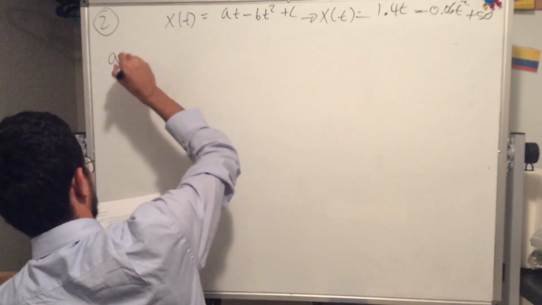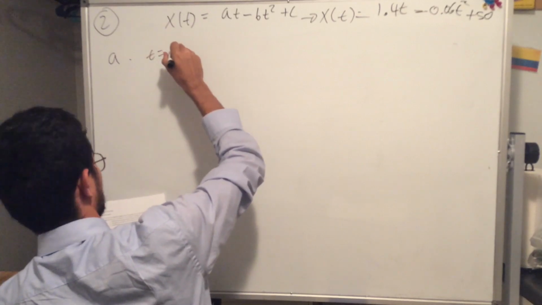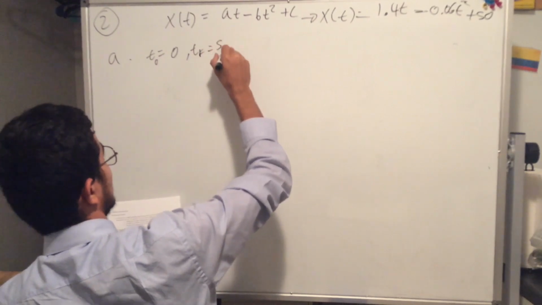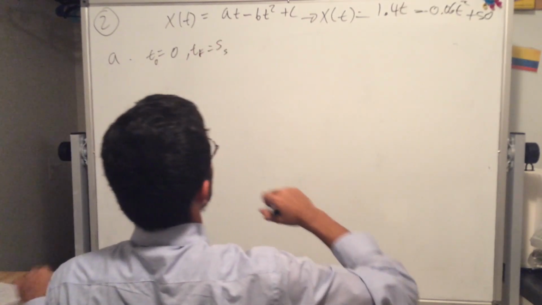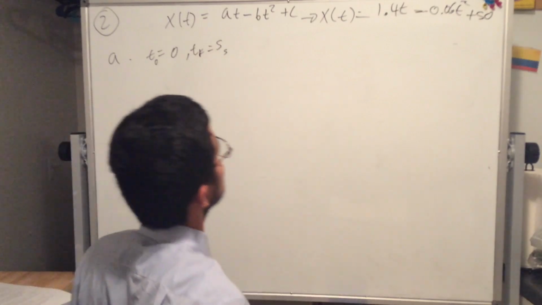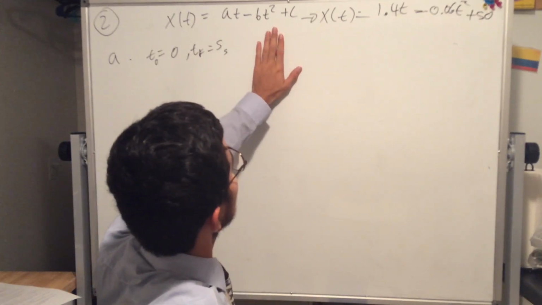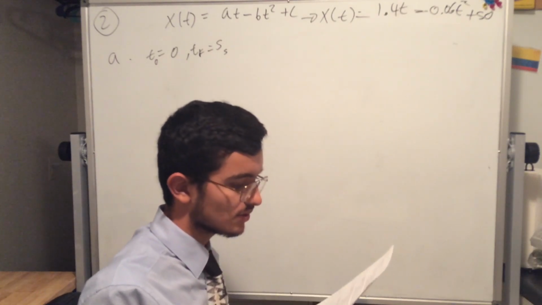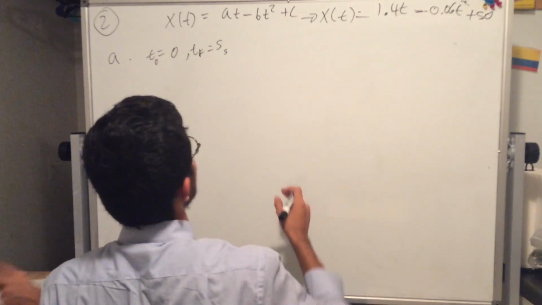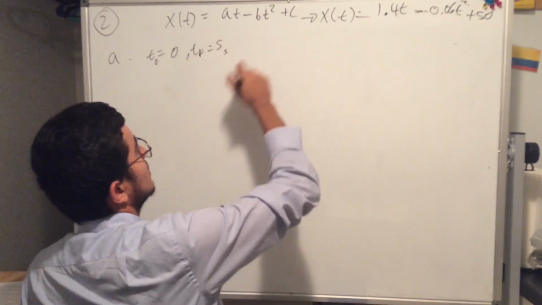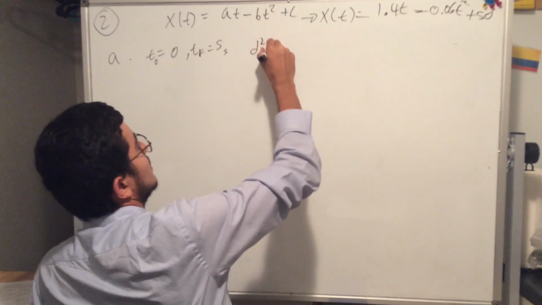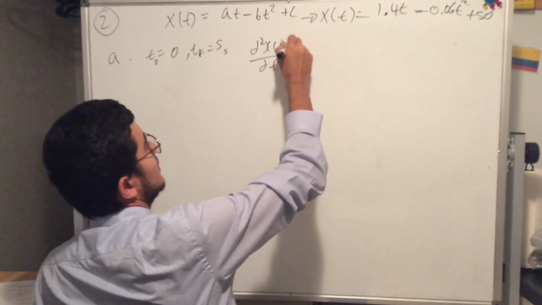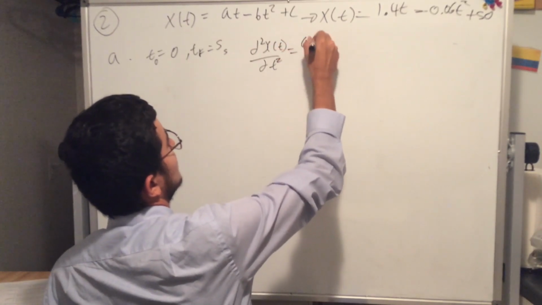For part A, t0 is 0 and t final is 5 seconds. Now let's go ahead and do that. First, we can check if the acceleration is constant. So let's check if the acceleration for this position function is constant. We just have to take the second derivative of x of t with respect to time. That's going to be the acceleration, a of t.